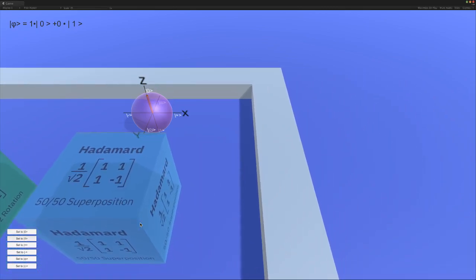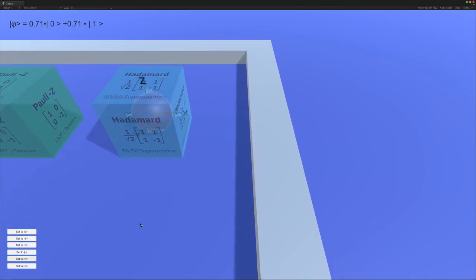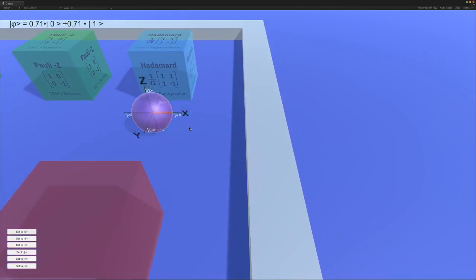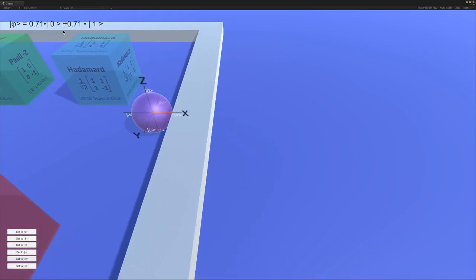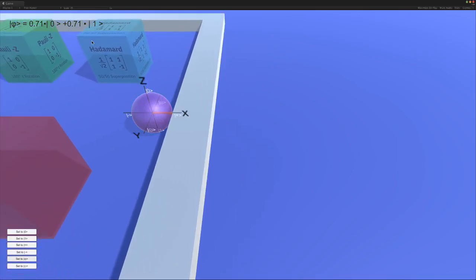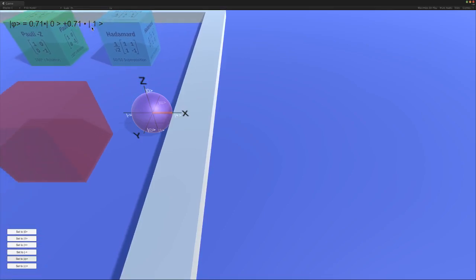superposition. Come through here. We can see that we're now in superposition. Each of our states has a 1 over root 2 amplitude, giving a probability of the 0 state or 1 state.